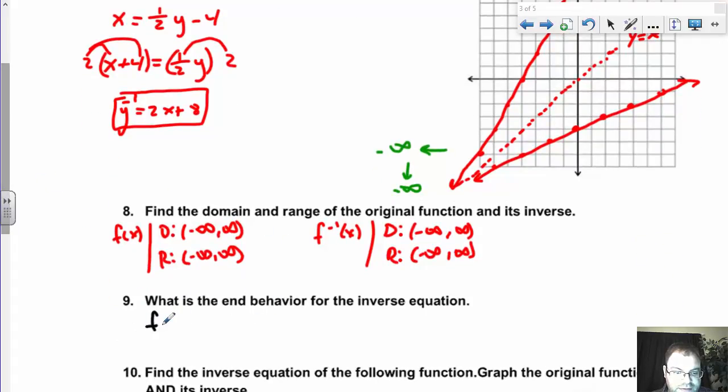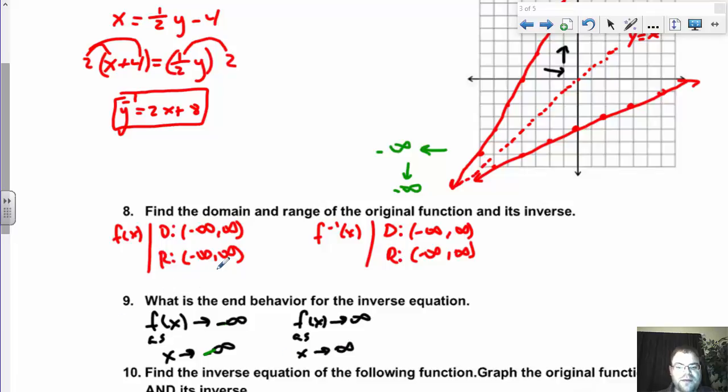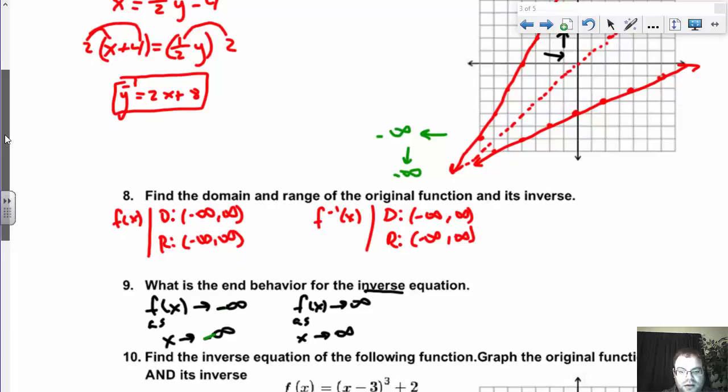I'll say the end behavior of this function: f of x is approaching negative infinity as x approaches negative infinity. In the other direction, if I go this way, I'll see f of x is going up as x is going to the right. So f of x is going up to infinity as x moves to the right to positive infinity as well. And that will be my end behavior for the inverse function. Just do the inverse function. That's all they asked me for.